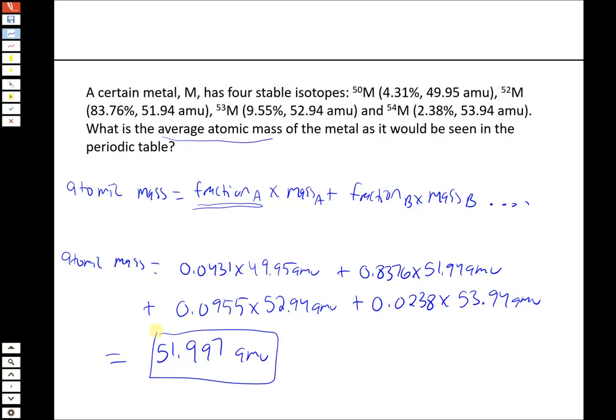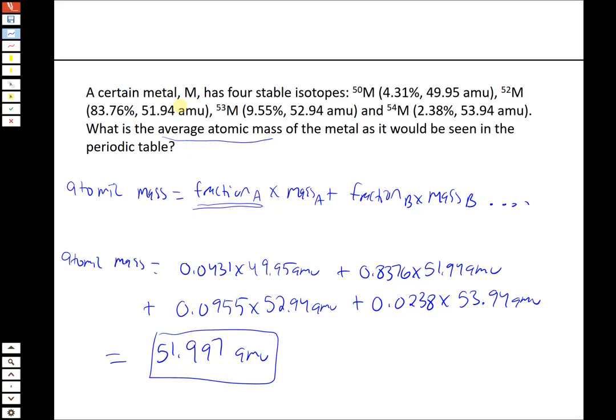And the number makes sense because you'll notice that our most abundant isotope, the one that's 83.76%, so that's over 4/5 of the composition, has isotope number 52 and a mass of 51.94. So if that's by far our most abundant isotope, then the atomic mass that we calculate should be close to that number, which it is. So it's good to make sure that your answer makes sense.